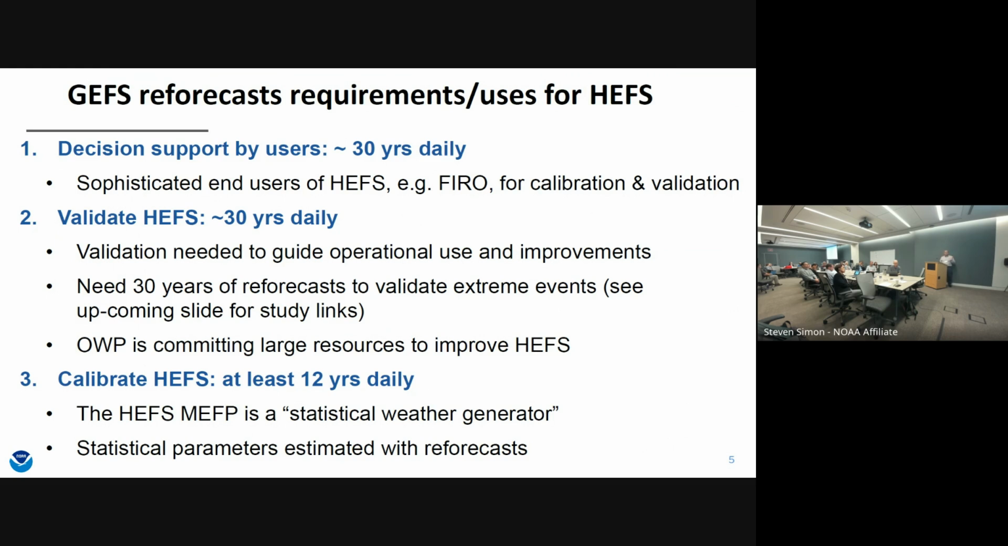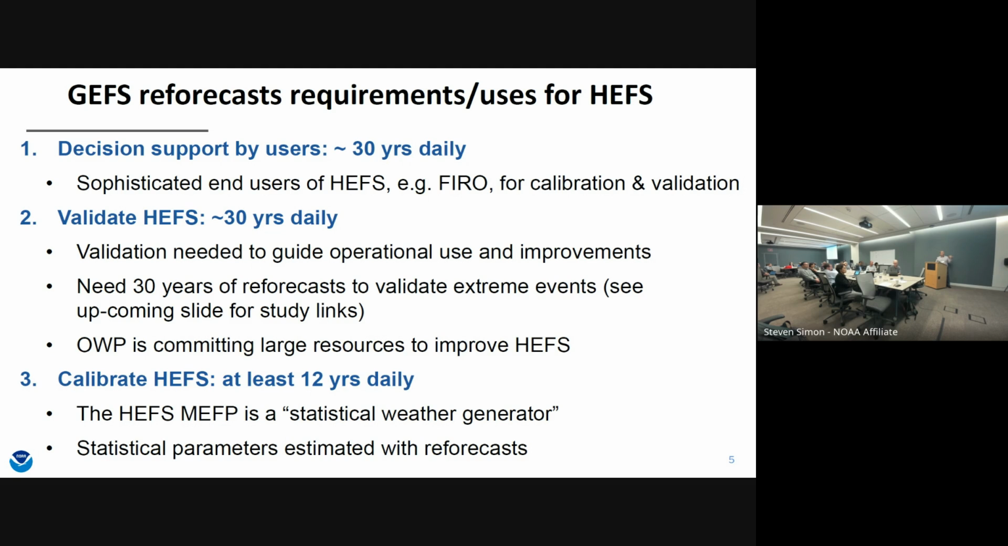There's decision support by users, which requires 30 years of daily reforecast. GEFS-v13 is basically our baseline for what we're doing as far as reforecast. Sophisticated end users use this to create, and including ourselves, create hindcasts of HEFS for calibration and validation of their systems. FIRO is basically a concept where they use forecasts for reservoir operations, forecast-informed reservoir operations.